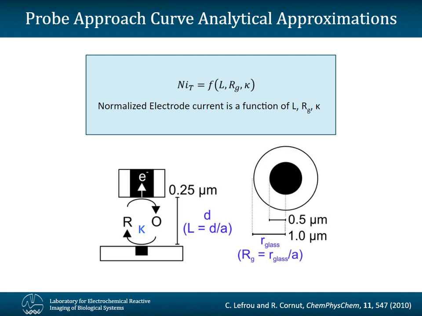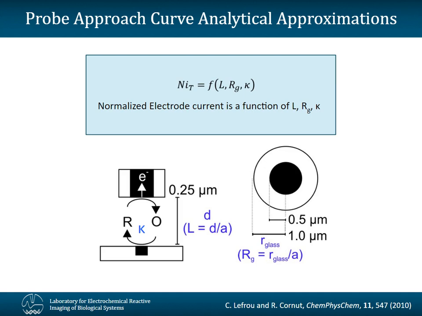And so this is where we see that being able to characterize and know what the RG of the probes that you are using is really important if your objective is to do quantitative SECM, because you will need to include it in your model. And kappa, that's related to the kinetics of the underlying surface.